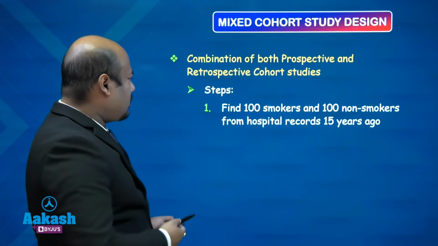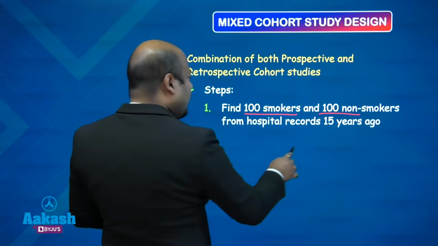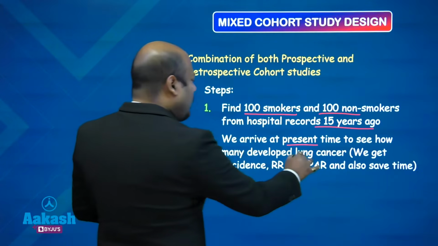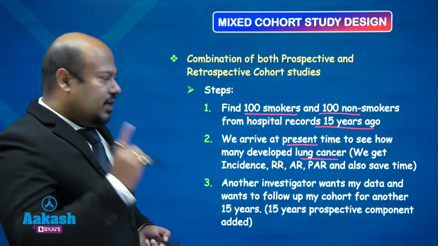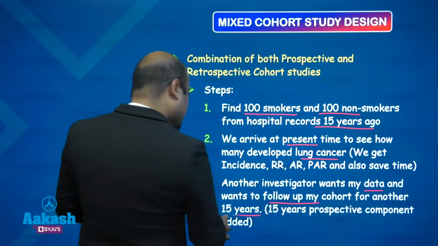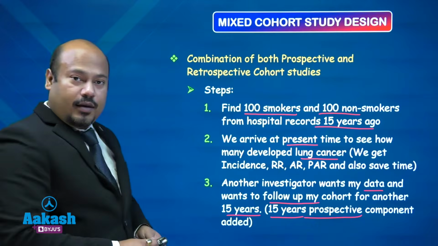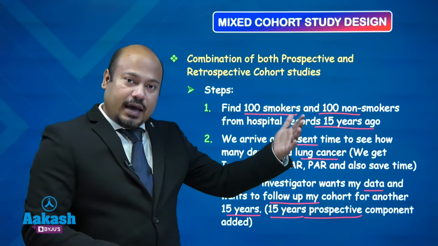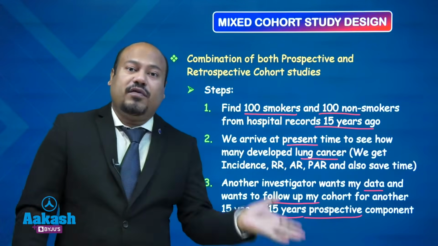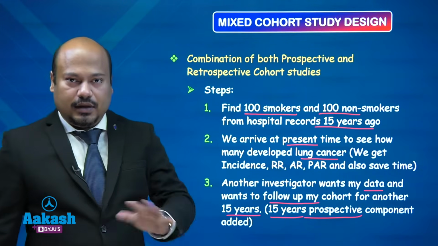Mixed cohort study. I'm giving you one example here. Suppose I find 100 smokers and 100 non-smokers from hospital records 15 years ago. We arrive at the present to see how many have developed lung cancer. And another investigator wants my data and wants to follow up my cohort for another 15 years. That is a 15-year prospective component added. The retrospective component was for 15 years, and you follow those non-lung cancer patients for another 15 years. So retrospective plus prospective is a mixed cohort study. Clear?